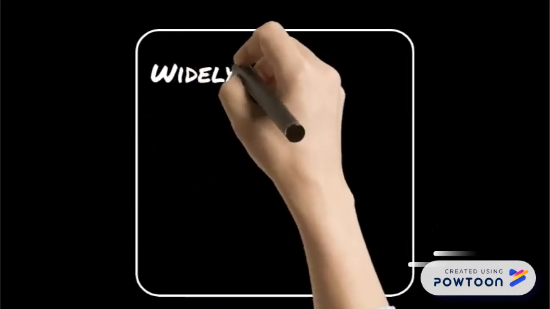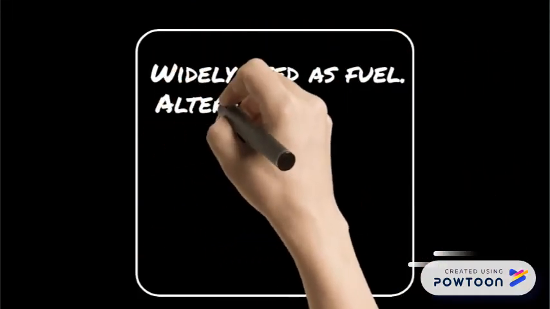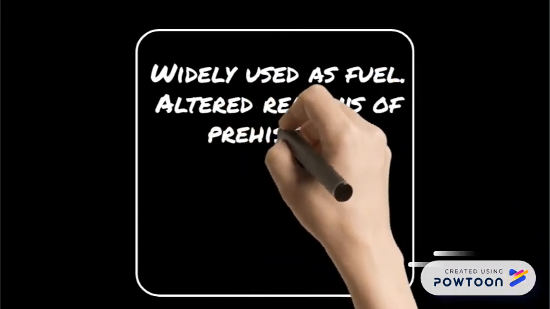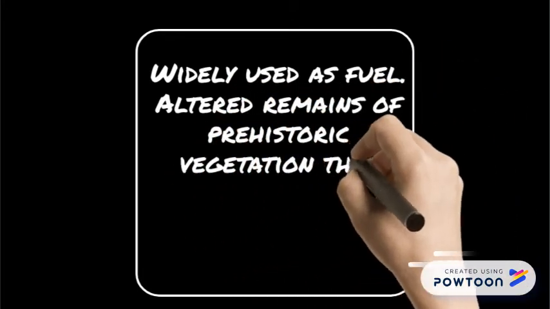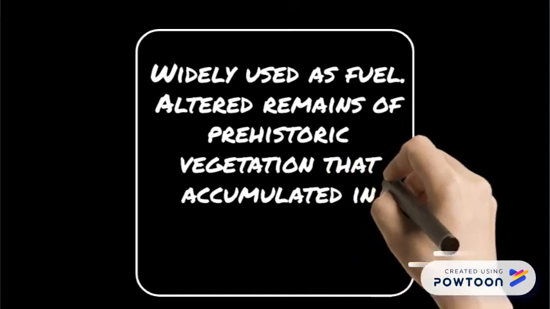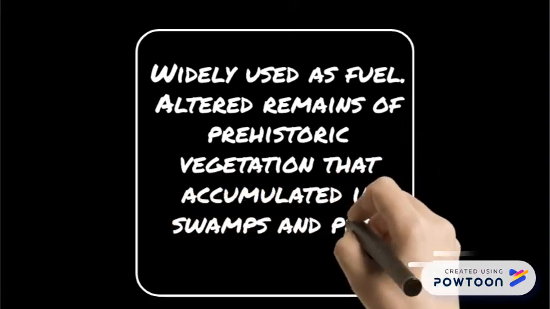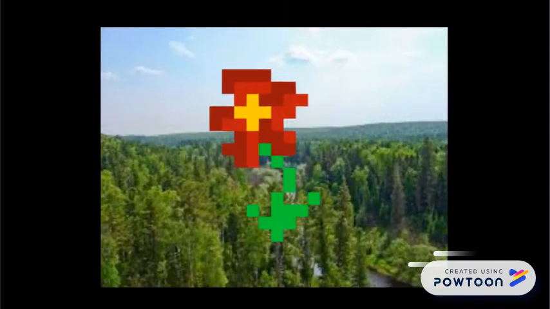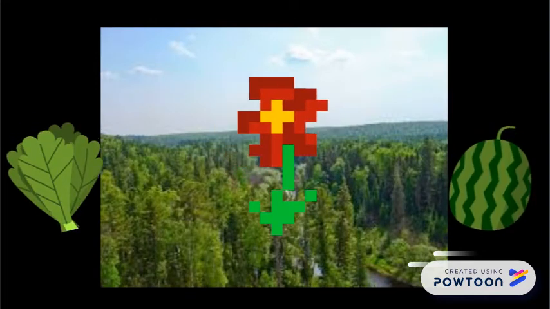Today, coal is widely used as a fuel. It is the altered remains of prehistoric vegetation that originally accumulated in swamps and peat bogs. So basically, the energy we get from coal today comes from the energy that plants absorbed from the sun millions of years ago.